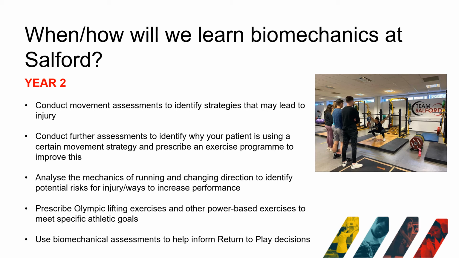We also look at analysing the mechanics of running and sprinting and changing direction to identify potential risk for injury and again ways to increase performance. And then we look at prescribing Olympic lifting exercises and other power-based exercises to meet specific athletic goals. So how do the biomechanics of something like a medicine ball throw compare to the clean and jerk, and why would you choose one over the other to meet that goal, for example?